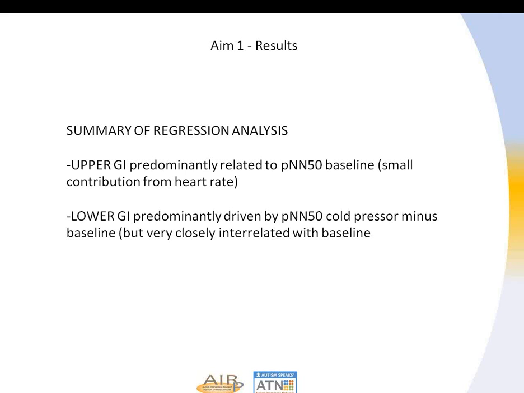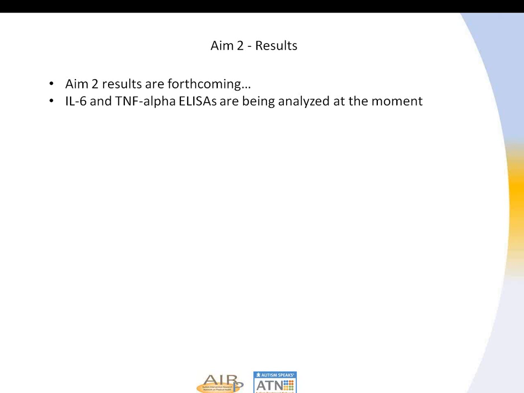For lower GI, it was predominantly driven by the cold pressor effect. However, I should comment that the cold pressor and the baseline NN50 were very closely interrelated for the lower GI, and so basically whichever one reached the greatest significance, which in this case was the cold pressor, was driving the overall regression. And the AIM-2 results are forthcoming. All the analyses have been finished, but are being analyzed and will be entered into the data set.